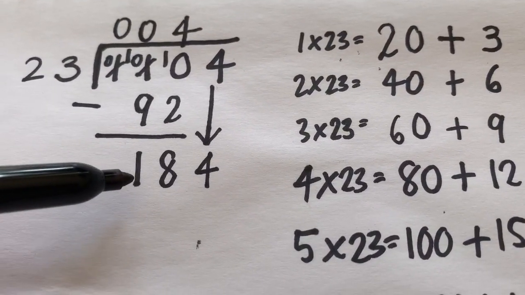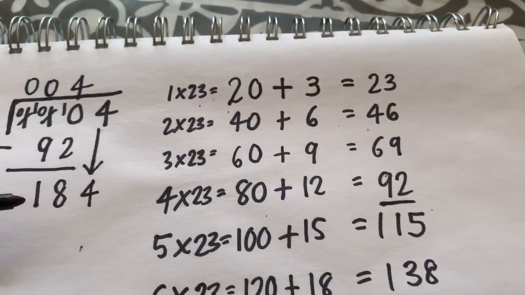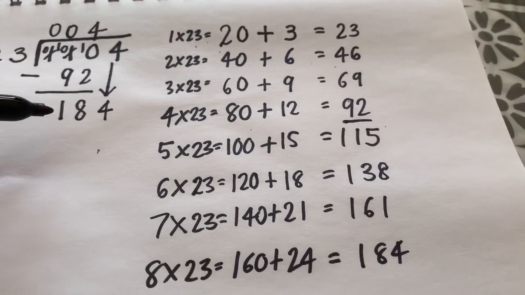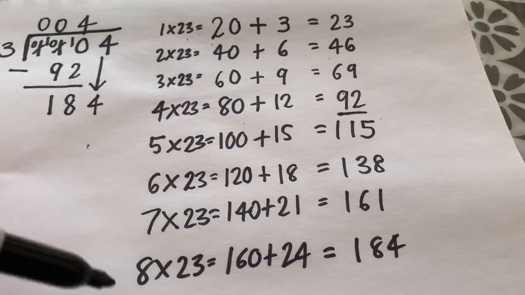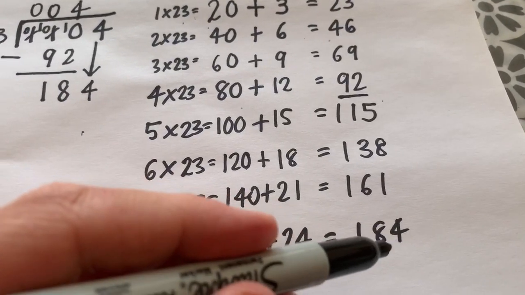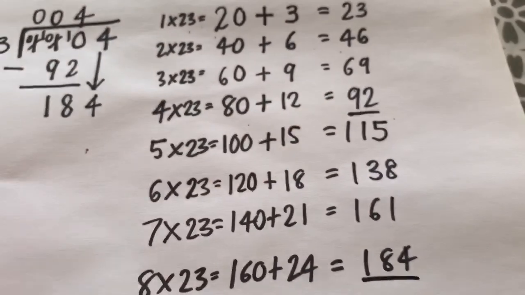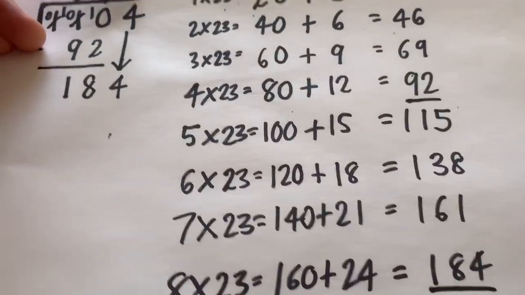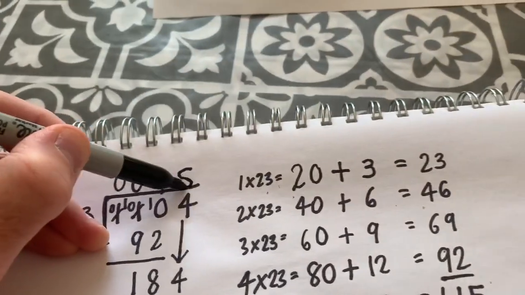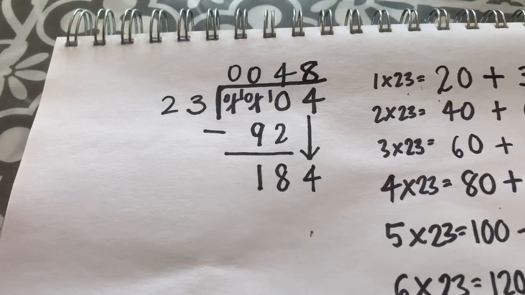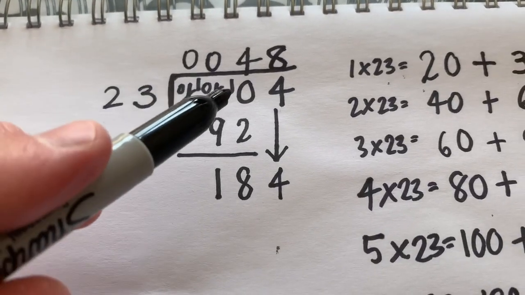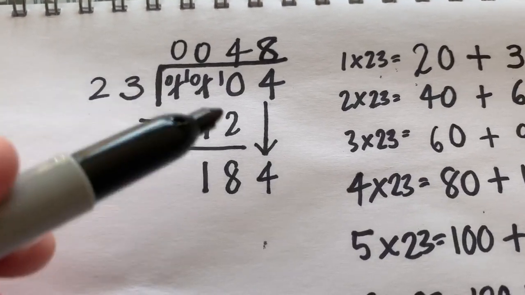23 into 184. Well, let's have a look at our fact box. In this case, there are no remainders because you'll see that 8 times 23 is in fact 184. So it goes in 8 times, meaning that our answer to 1104 divided by 23 is 48.